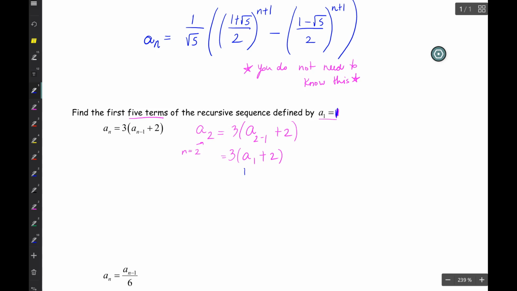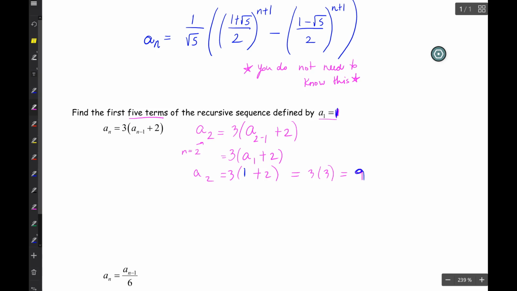So I'm going to plug in 1 for the first term, and that tells me that the second term is equal to 3 times the quantity 1 plus 2, which is 3 times 3 equals 9. So the first term has a value of 1, the second term has a value of 9.